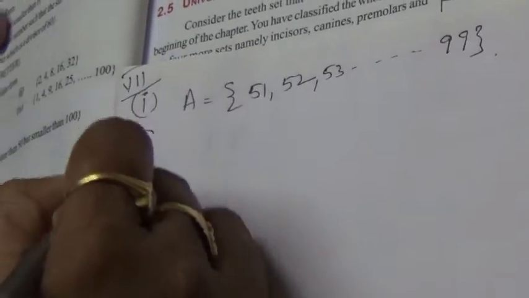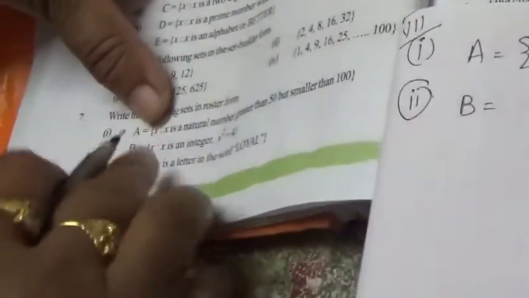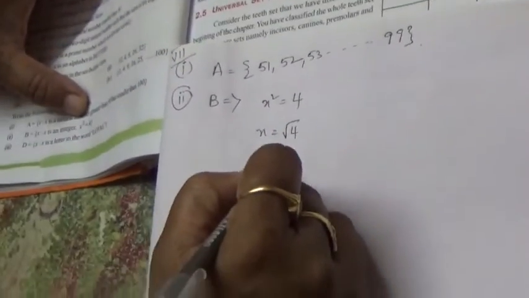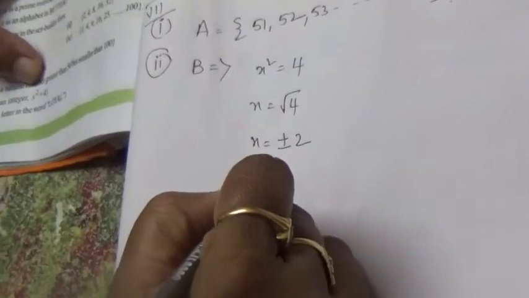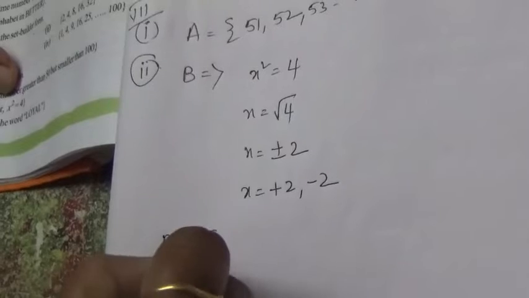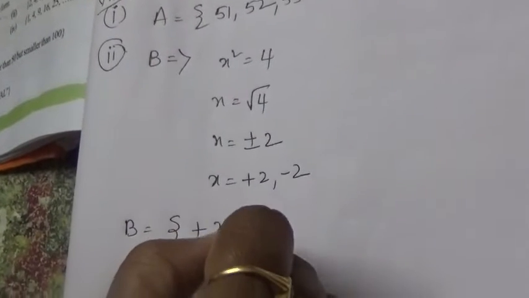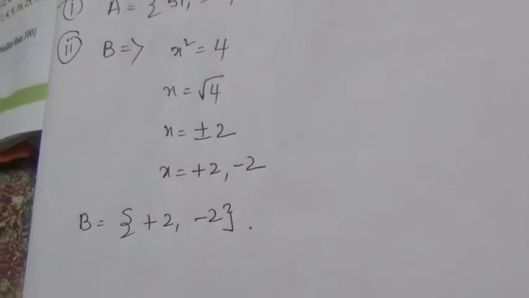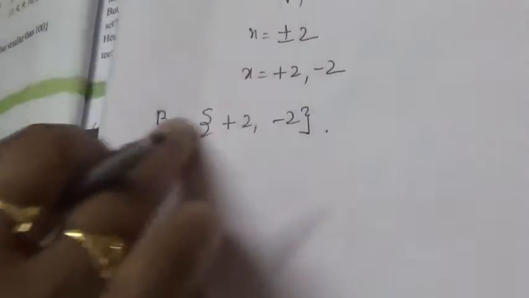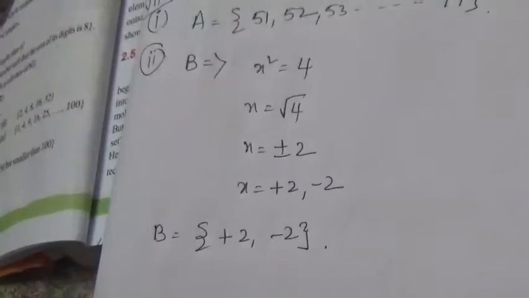Okay, second sum. B is equal to x colon x is an integer, x square is equal to 4. Here the condition given is x square is equal to 4, so x is equal to square root of 4, x is equal to plus or minus 2, that is x is equal to plus 2 comma minus 2. Hence B is equal to the set of plus 2 comma minus 2. It is the solution for the second sum in the 7th question.